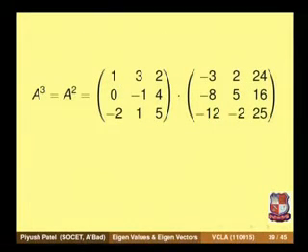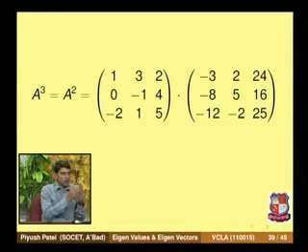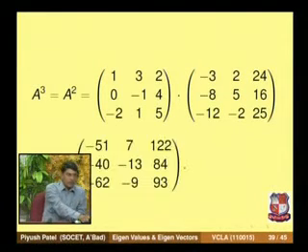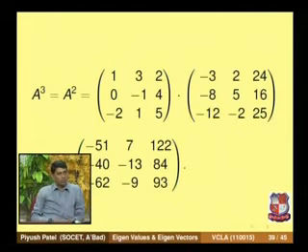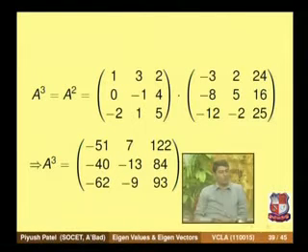Now A cube is equal to A squared into A. By mistake I forgot to write it down here, A squared into A. So A cube is A squared into A, or A into A squared, and by multiplying these two matrices we get A cube equal to -51 7 122, -40 -13 84, -62 -9 and 93. So we have now A squared and A cube both, using which we try to verify the relation.